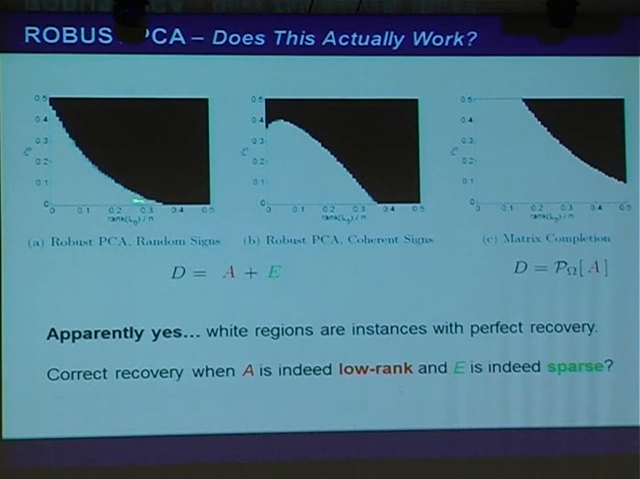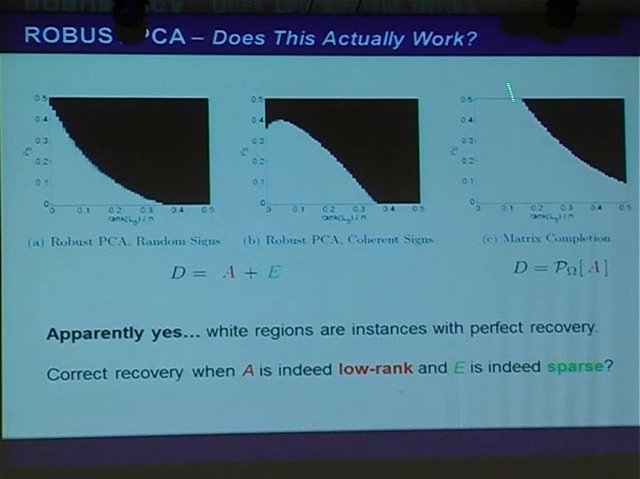As you can see, when the rank of the matrix A is a small fraction of the dimension, and the fraction of entries corrupted is also low, below this curve, the convex optimization solves the original NP-hard problem precisely, with probability one. A similar notion has been noticed in matrix completion. In fact, if you know which entries are corrupted, it becomes a completion problem. It's slightly simpler, and as you can see, you enjoy a wider range of success.